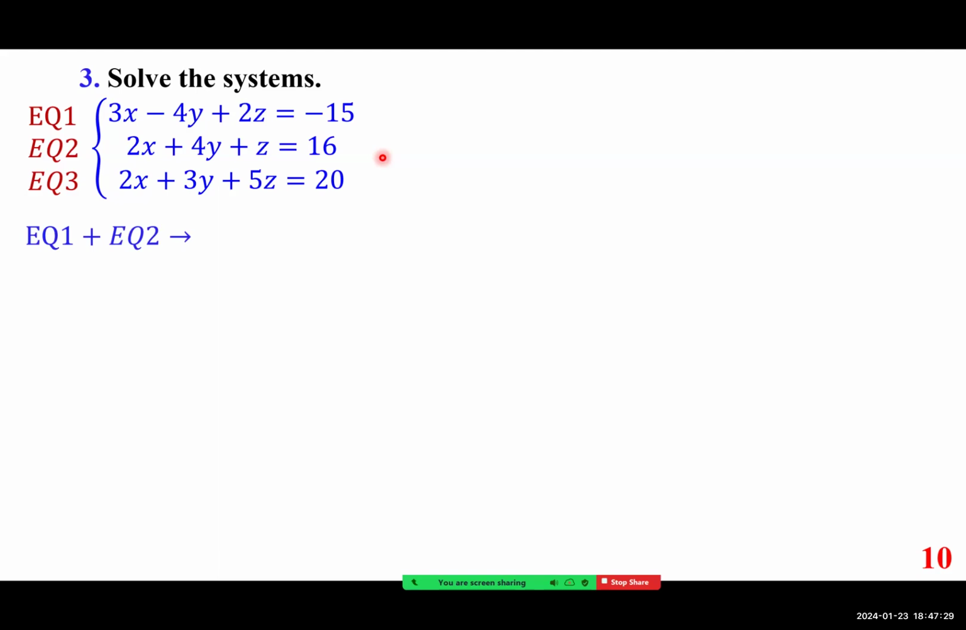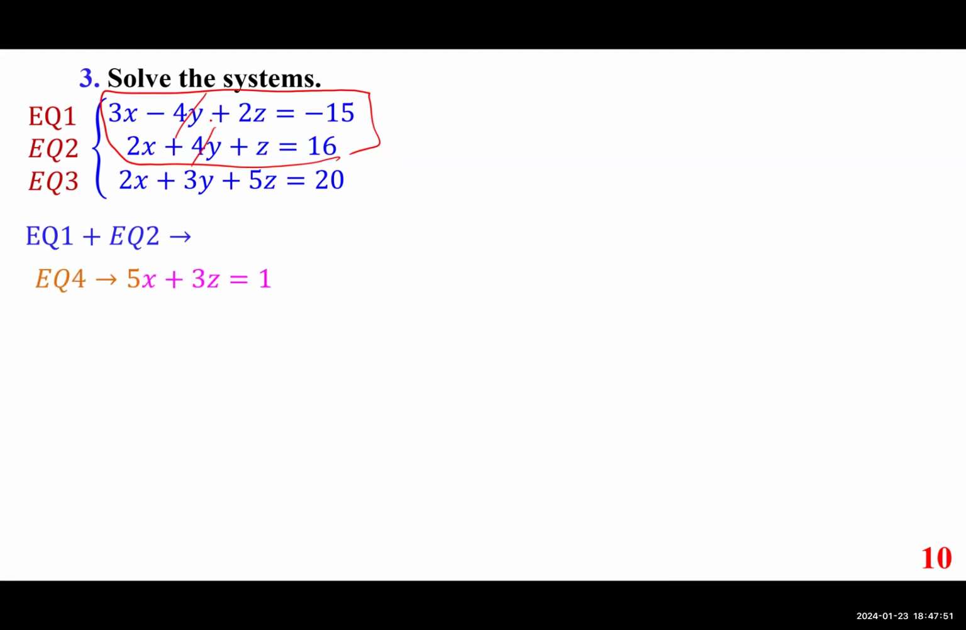When I combine these two, let me just combine them and then I erase. I'm going to combine these two. When I combine these two, they cancel each other. And I get 5x plus 3z equals minus 15 and 16. They add up to positive 1. Okay. Again, I think it's pretty straightforward.